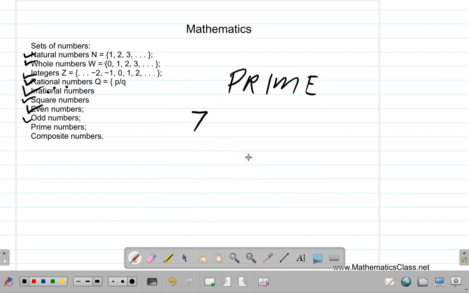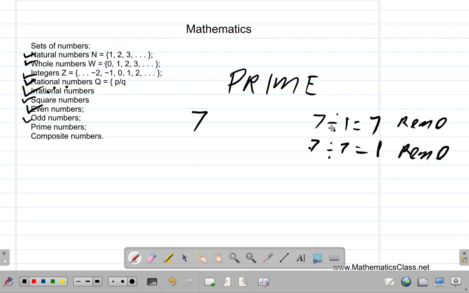Let's try 7. If you divide 7 by 1, you get 7, no problem. If you divide 7 by 7, you get 1, no problem. But if 7 is a prime number, that means if you divide it by any other number, you will always get a remainder. This is 7 remainder 0. This is 1 remainder 0. Now, if you divide it by any other number, you must always get a remainder that is not 0.